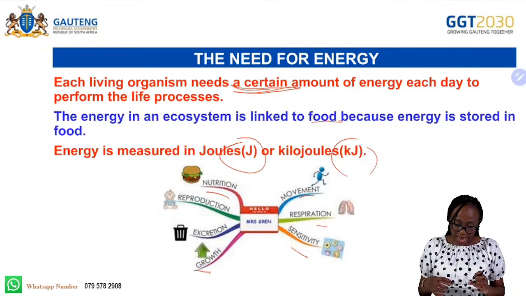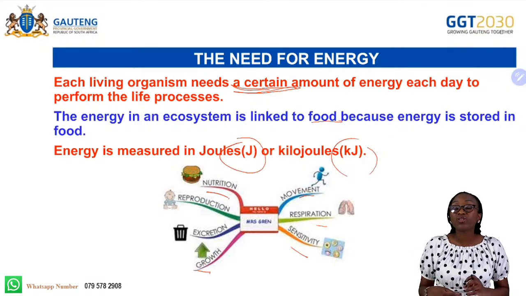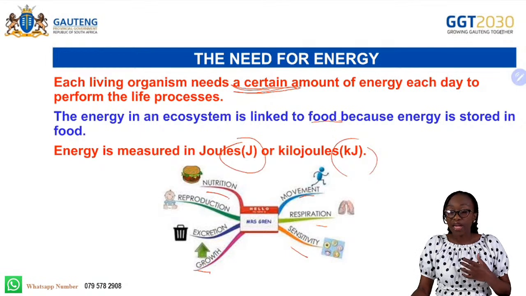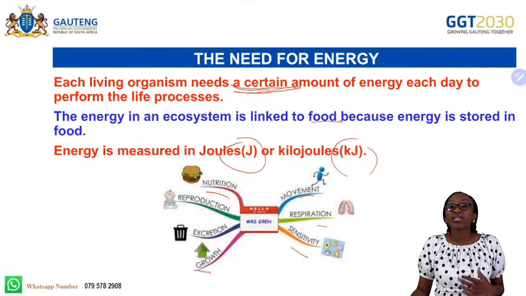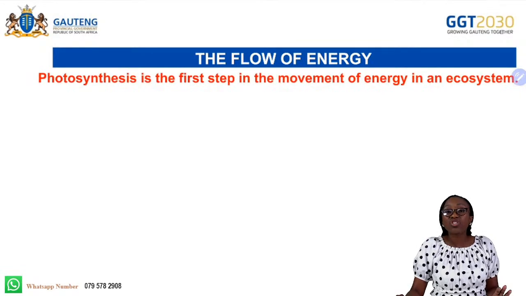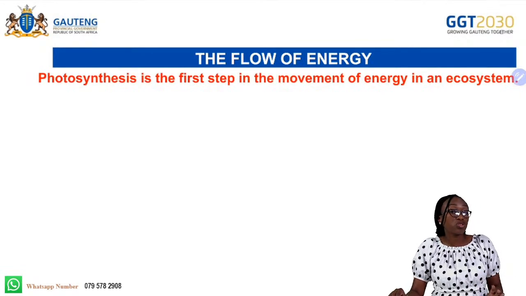They require energy for all these processes, and all these processes ensure that the plant doesn't die, or the animal doesn't die, and it survives and keeps living and reproduces and creates more generations of that same species. So how does energy flow from the sun to plants to animals?